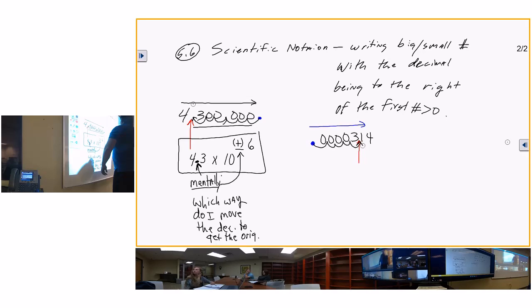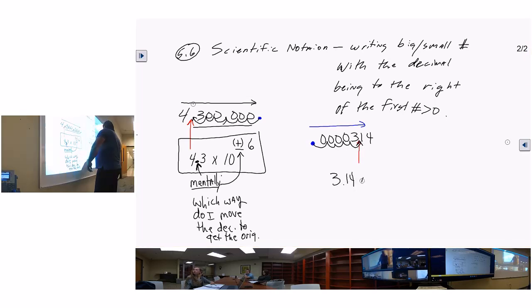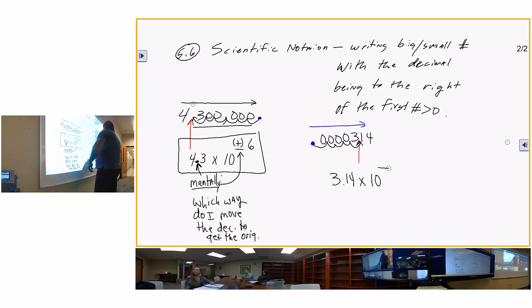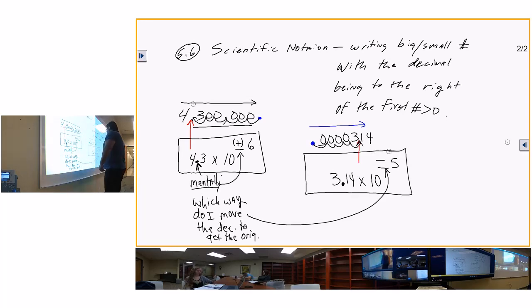1, 2, 3, 4, 5, and I say 3.14 times 10 to the blank 5, and then I ask myself right here, which way do I move this decimal right here to get it back the way it was? Left. To the left. And that is your answer there.